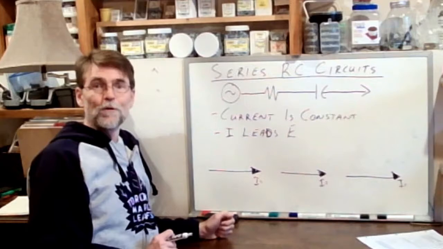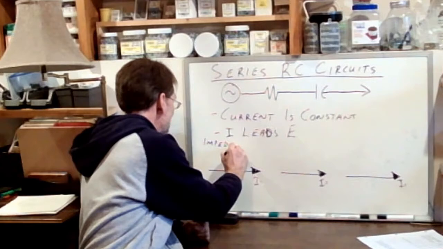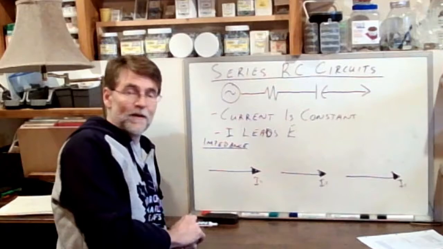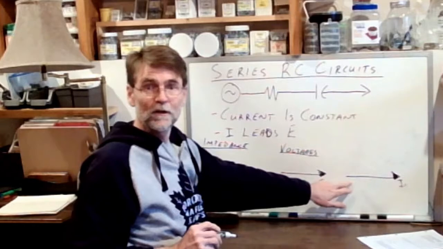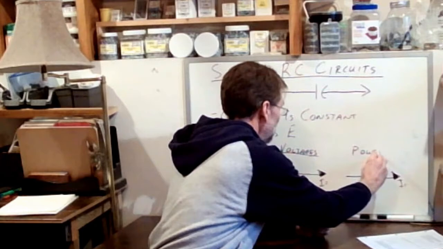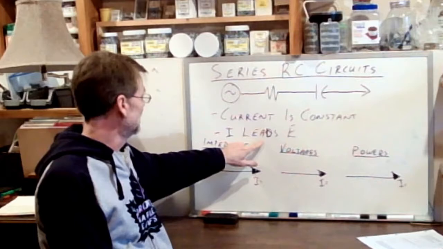And so the other three variables, first of all, resistance. Well, let's upgrade that term from now on. Let's use the term impedance. So this first vector we'll use to build our impedance triangle. The second one is going to tell us about all of our voltages. And the third current vector we'll use to talk about all of our powers. Okay, so there we are. That's basically just utilizing this first point, current is constant. Now let's move on and talk about I leading E.